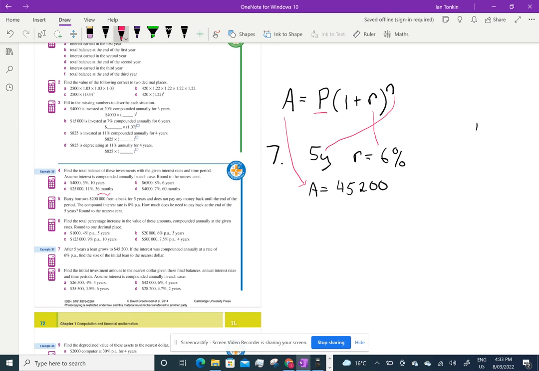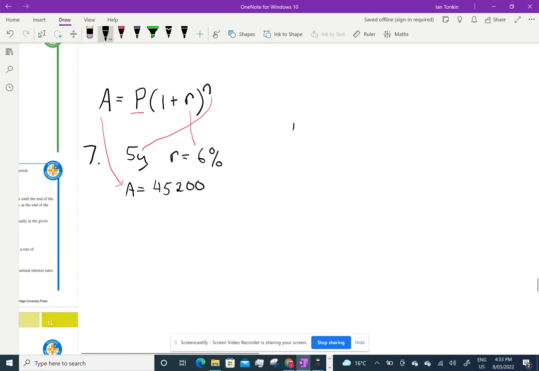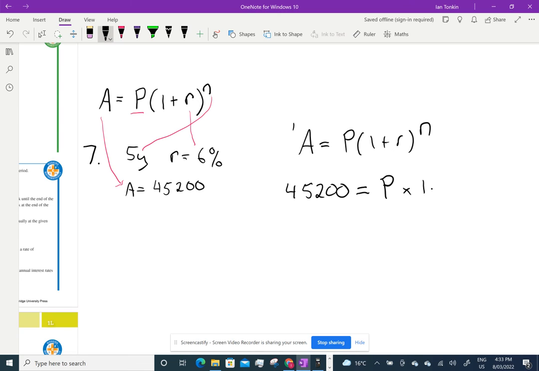But it's okay because we're pretty good at algebra and we can write an equation. So A equals the principal times 1 plus R to the n. Well, we already know the A. That's 45,200. The principal we don't know. We know we can write 1 plus R, times 1.06. What's the interest rate? 6%? 0.06. And for how long? To the 5.